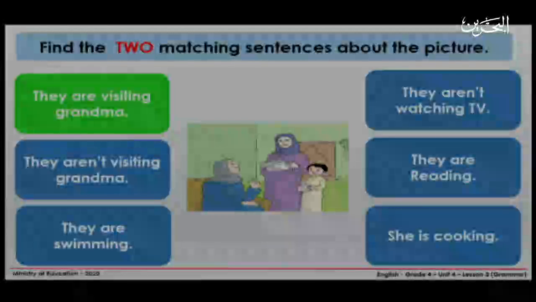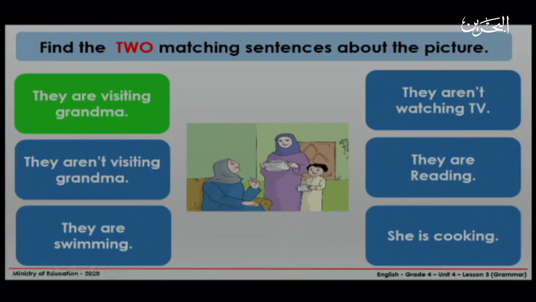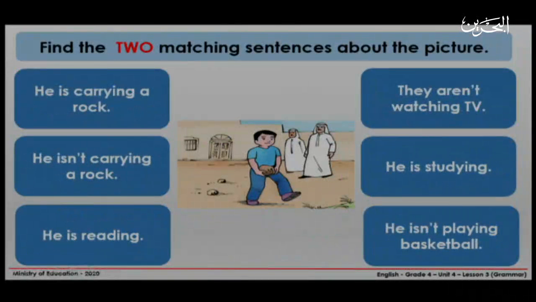Let's take a look at the first one. They aren't visiting their grandma. Is this true? Great, it's not. So let's see the second sentence. They aren't watching TV. Is this correct? Excellent, they aren't watching TV. Now you have 2 more minutes to read the sentences.